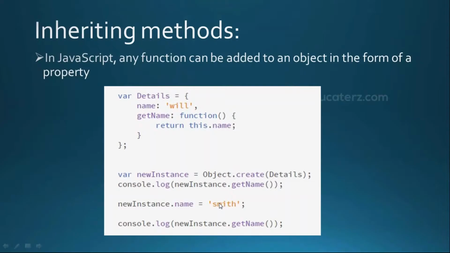If you want to access the property value of the prototype, you can also access it using the constructor. If you delete this property, I mean when you set newInstance.name equal to Smith, it has created the property on this object. If you delete this property and refer to it again, it will point to the prototype itself. This is how the chaining goes on.